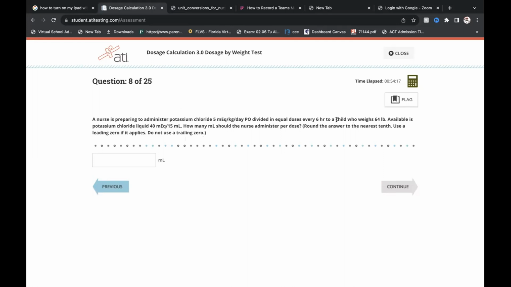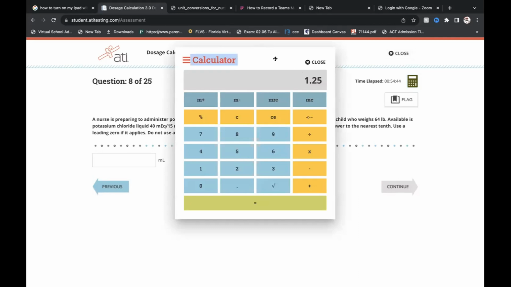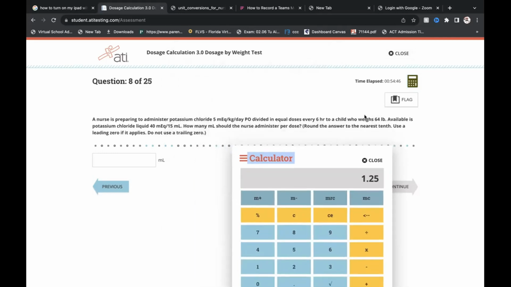All right. First thing again, we want to make sure that this weight unit corresponds with this one, and it does not. This is in kg, kilogram. This one is in pounds. So we need to convert this 64 pounds into kilograms so that we can know how much potassium chloride is going to be given per kilogram. First thing that we want to do is convert this 64 pounds to kilograms.